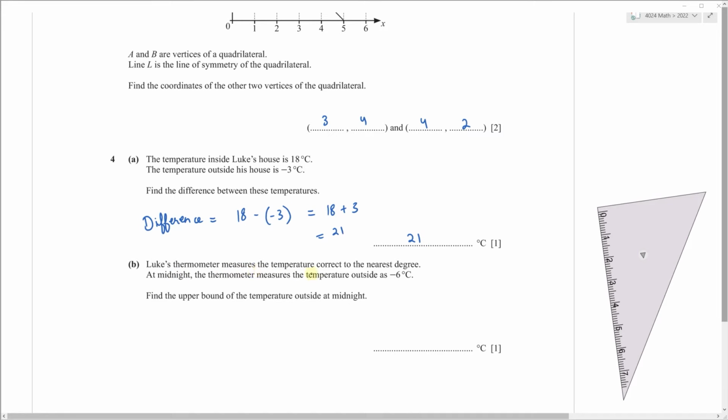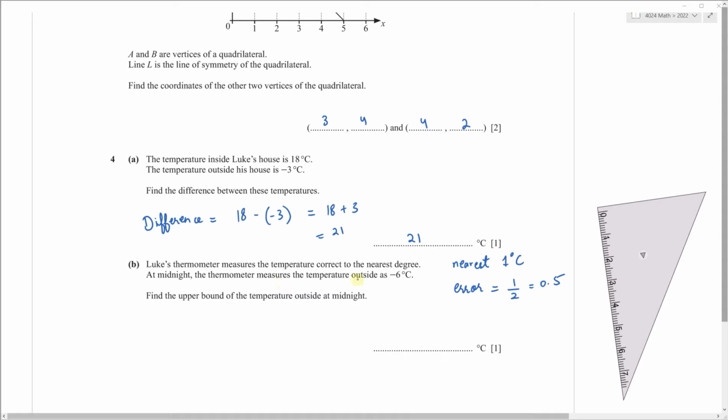So the difference is 21 degrees Celsius. Luke's thermometer measures temperature correct to the nearest degree. That means correct to the nearest 1 degree Celsius. And to find the error, error is degree of accuracy divided by 2. So degree of accuracy is 1 divided by 2, which is 0.5.